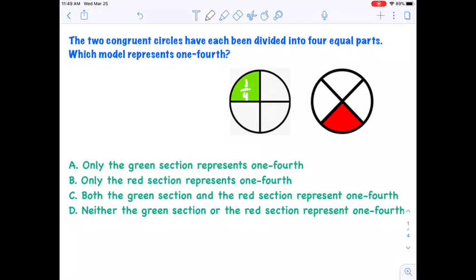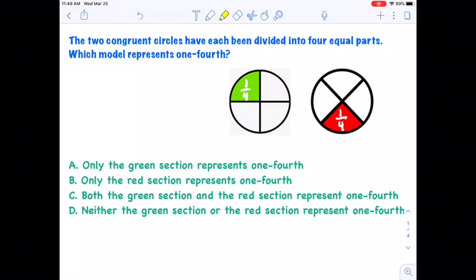Which model represents 1/4? So let's look at the second circle that has a red section shaded. We're told they're divided into 4 equal parts. So look at the circle with the red section shaded. How many parts are there? Well, we know there are 4 parts. Are they all equal? They are all equal. We're told that in the problem. And how many are shaded red? 1 is shaded red out of 4 total parts. So this is also 1/4.